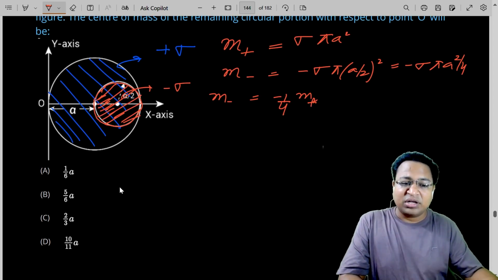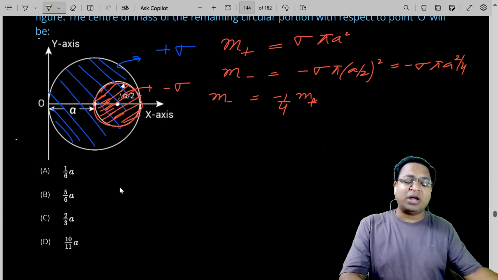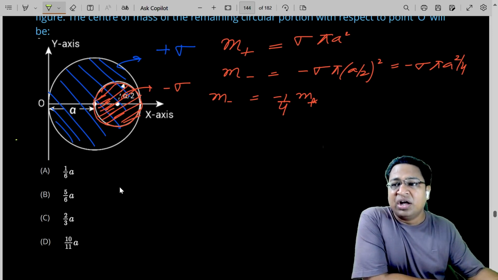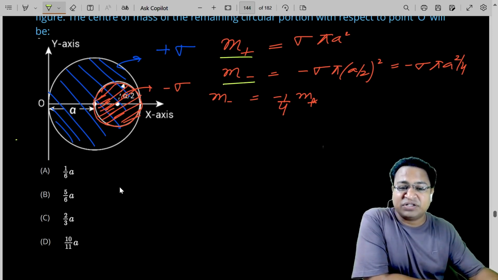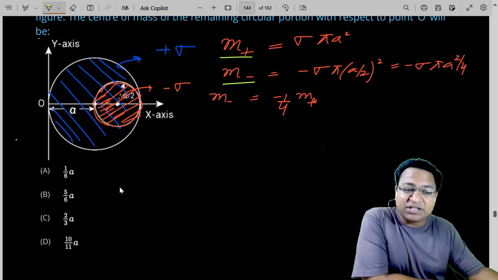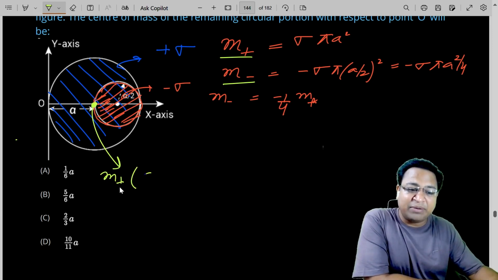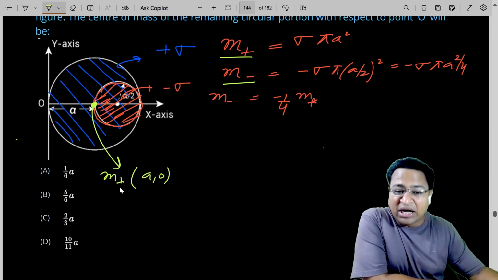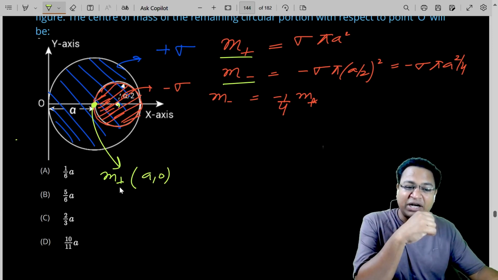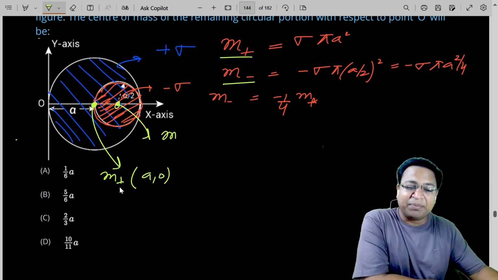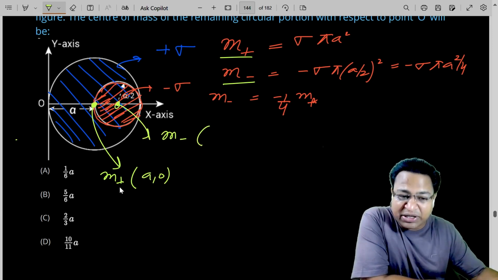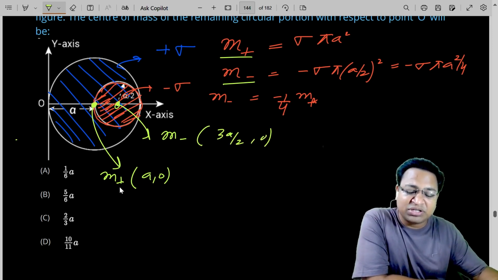Okay. Next, realize that I have a composite object made up of two complete disks, one of this much mass and the other of this much mass. The disk of positive mass has its center here. So I can say that I have a particle of mass m positive which is kept at a comma 0. Similarly, the negative mass disk has its center here. So I can say that I have another particle of mass m negative. The coordinates of this particle of negative mass are a plus a by 2, so that is 3a by 2 comma 0.